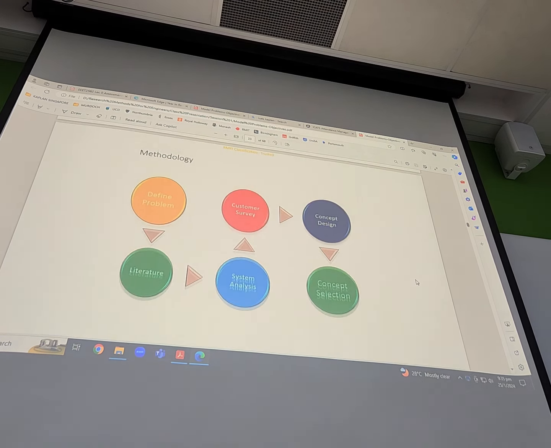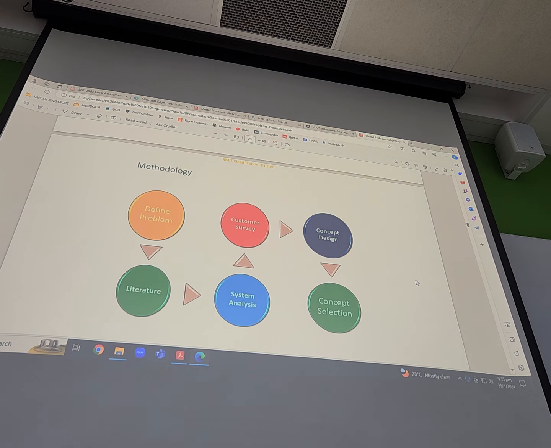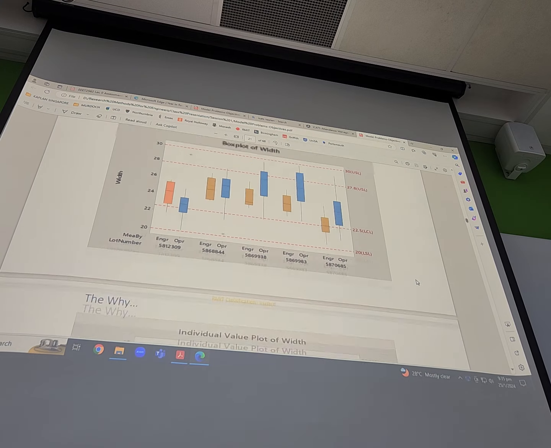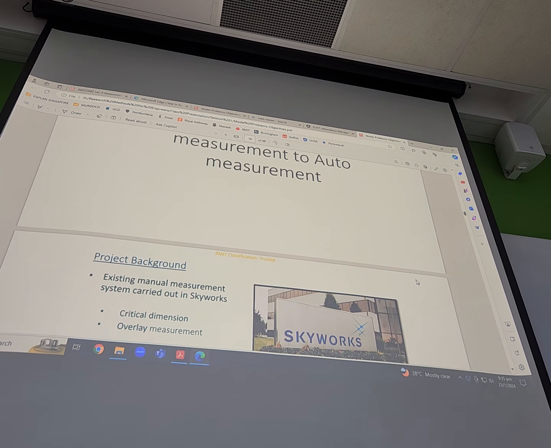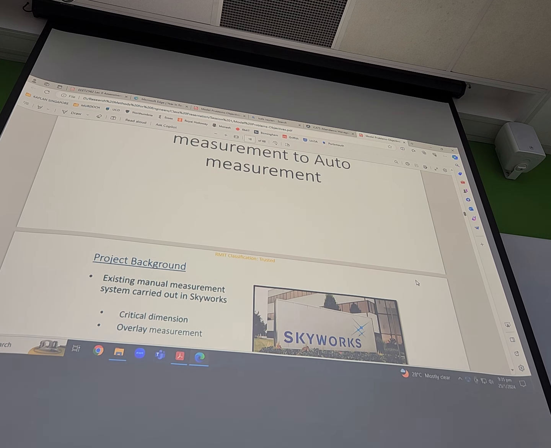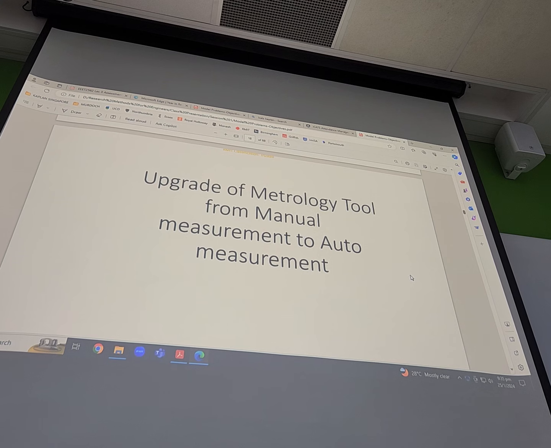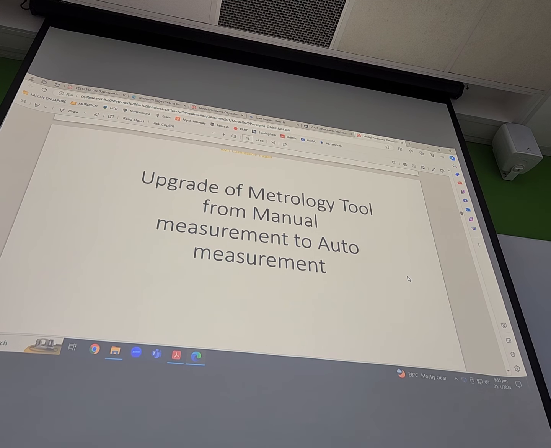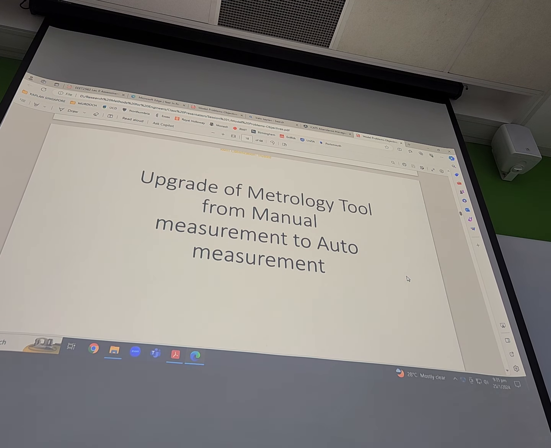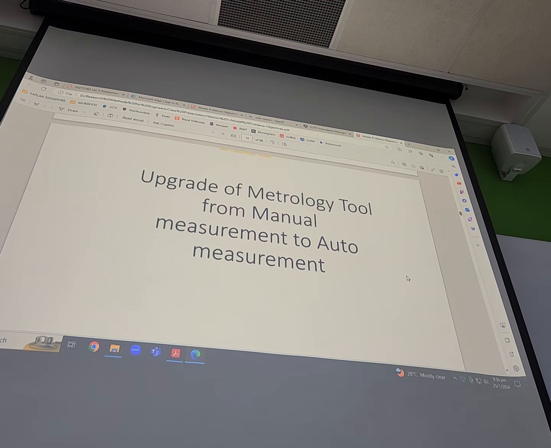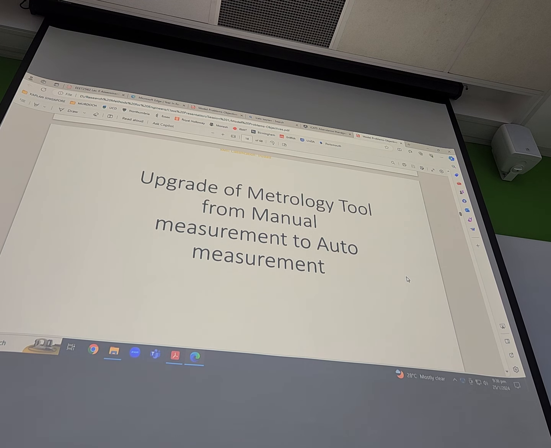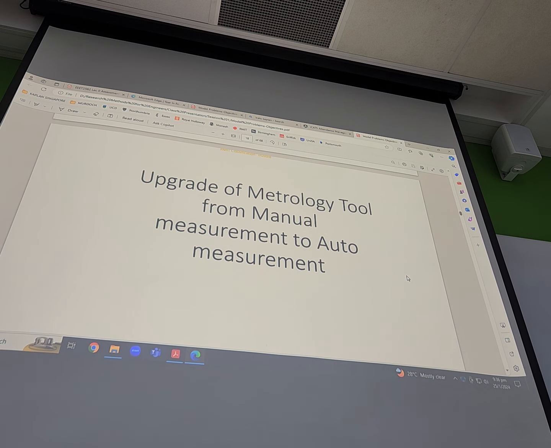Alright, so this is what I expect from you, it will be something like this. Come out with a project title. You need to come up with a title that conveys the entire meaning. So that means by going through the title of your project, we should get some idea of what it is that you're planning. So you can say, upgrading the metrology tool from manual measurement to automation.